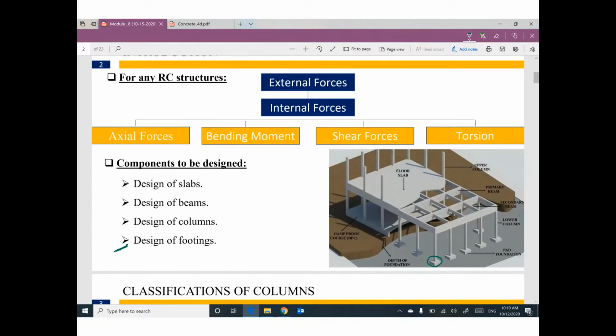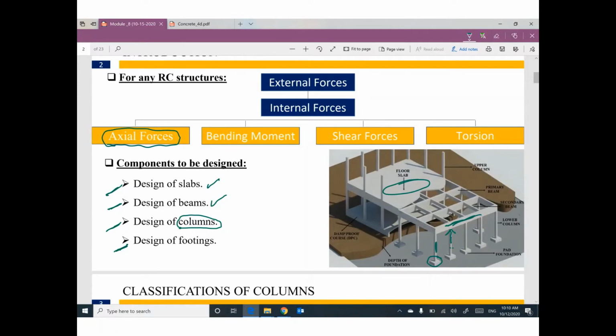We need to design columns. We need to design beams. We need to design slabs. We are already done with the slabs and the beams. Right now, I will talk about design of columns. Columns mean we have reaction. This reaction will make in this column something called axial force or axial compression force.